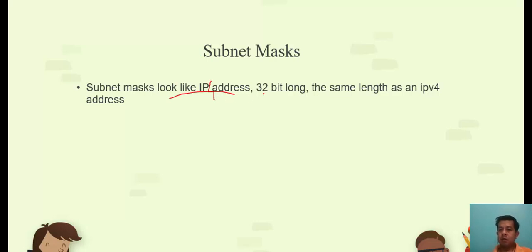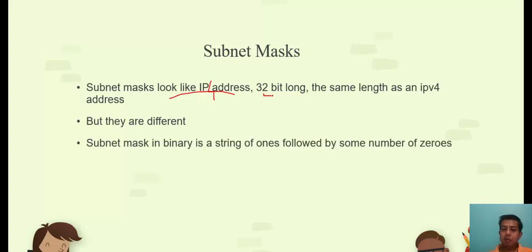They are also of 32-bit size, the same length as an IPv4 address. So the size is the same. But they are not IP addresses. They are different. Now a subnet mask in binary is a string of ones followed by some number of zeros.